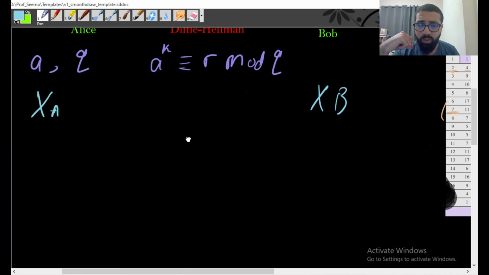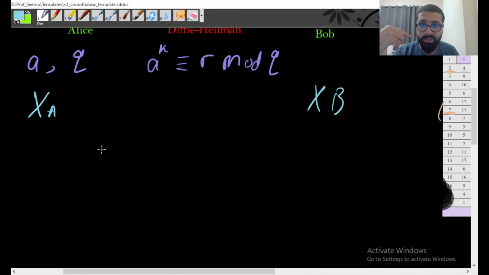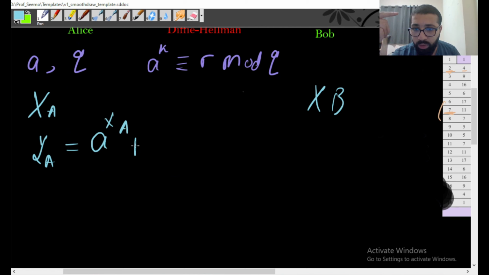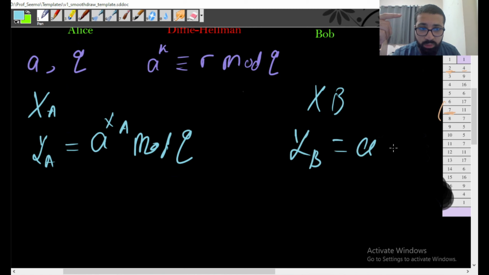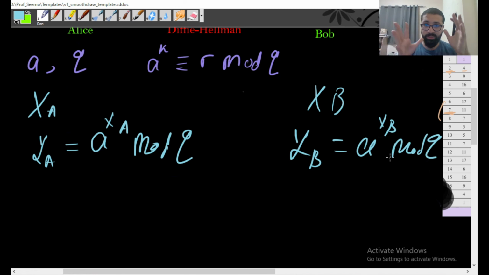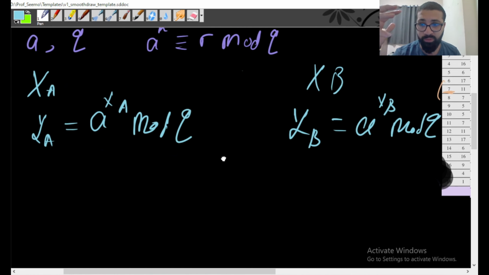Now, using this private key, Alice will generate her public key. The public key of Alice is equal to A to the power of her XA mod Q, and Bob will also generate his public key, which is equal to A to the power of his private key mod Q. Remember, no one has the private keys except the owners of these private keys. So Alice's private key is not shared with anyone, and no one should be able to have access to this private key.